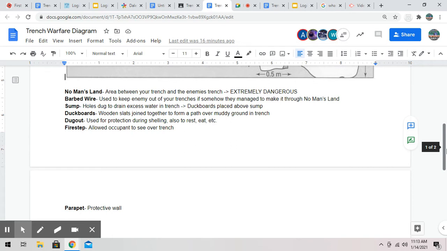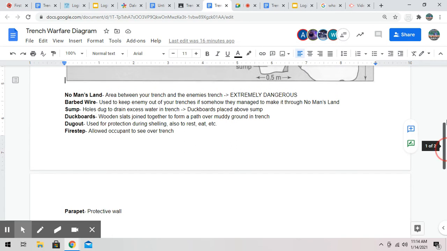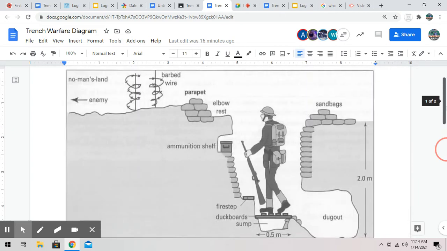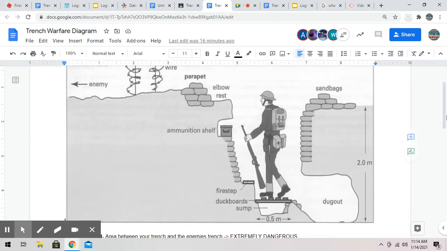Okay, I want to help you out here so you understand again how trenches work. So you have the dugout. Dugout is used for protection during shelling. You guys yesterday worked on some of the weaponry used in World War One. That is due tonight. Like mortar and artillery. They're gonna need a place to hide, and so that's what the dugouts were used for. They're used for hiding, protection. They give you a place to eat and even sleep.